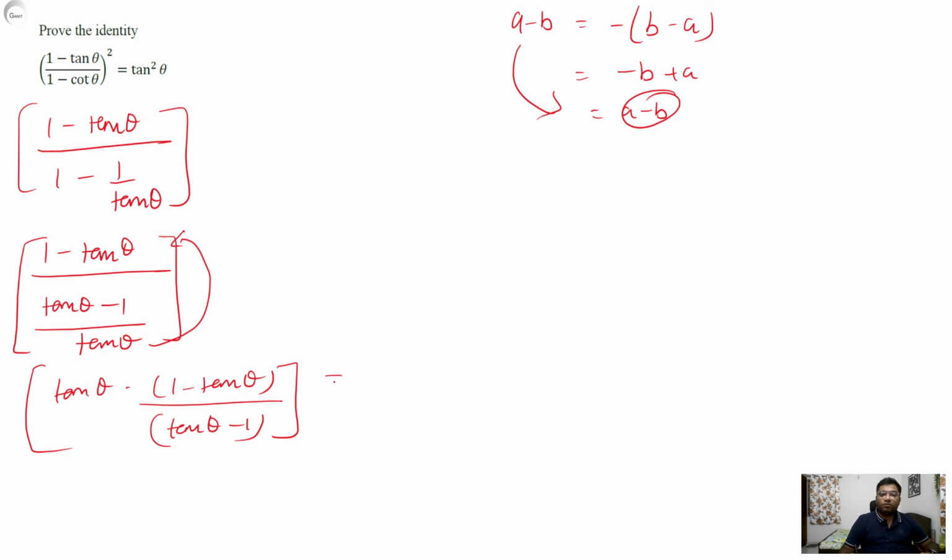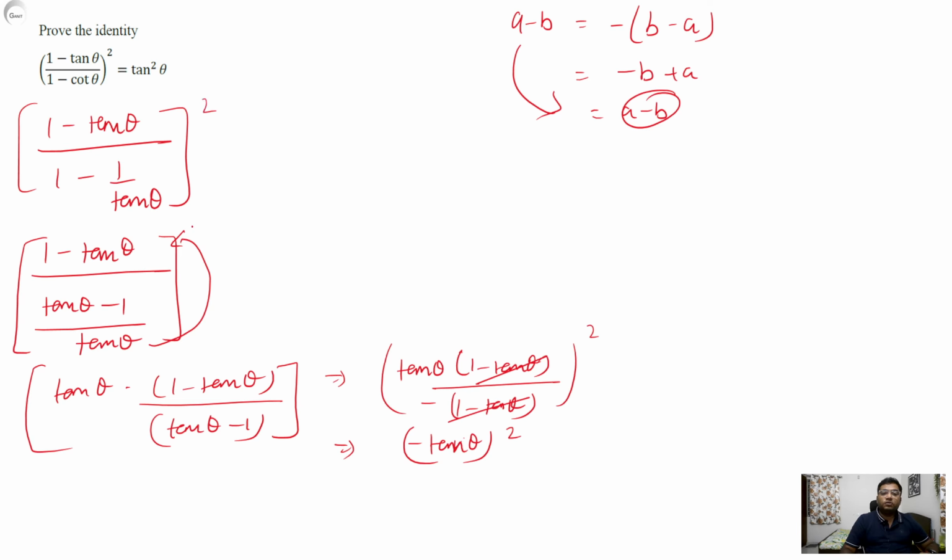That's exactly what I'm going to do here. So this thing becomes tan theta, 1 minus tan theta by 1 minus tan theta, and a minus sign out. And now 1 minus tan, 1 minus tan cancels out. The minus sign goes up. We have a minus tan theta, and this was always going to be whole squared. So minus square is positive and tan square is tan square theta. So RHS.